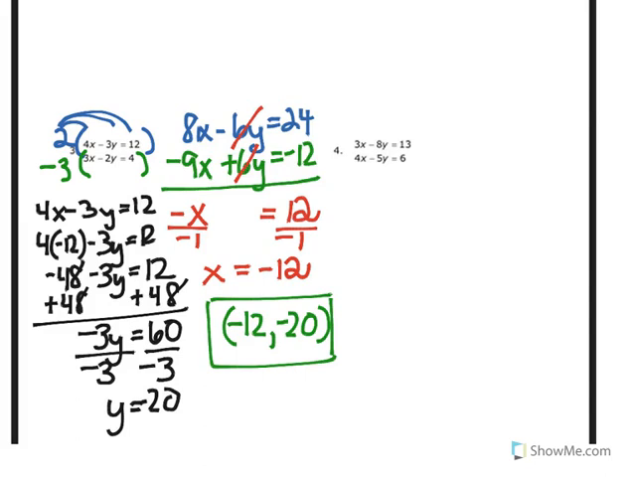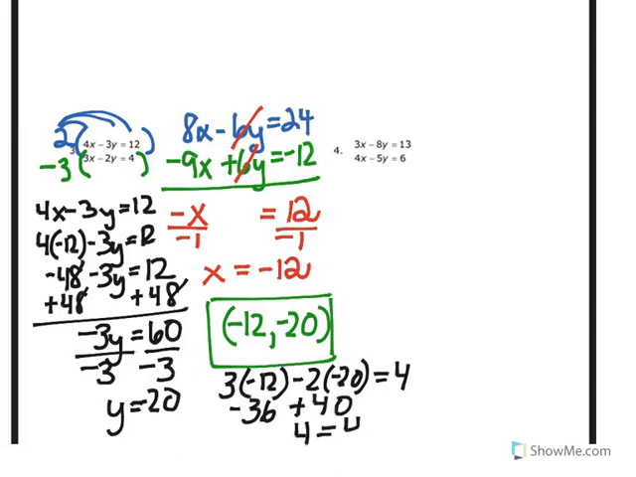And if you'd like to check your work, I'll take the bottom equation there and say 3 times negative 12 minus 2 times negative 20 should equal 4. So that's negative 36 plus 40. Negative 36 plus 40 is 4, and it checks. Now, how about you look over number 4 and see if you can solve that yourself. So why don't you hit pause and give it a try.